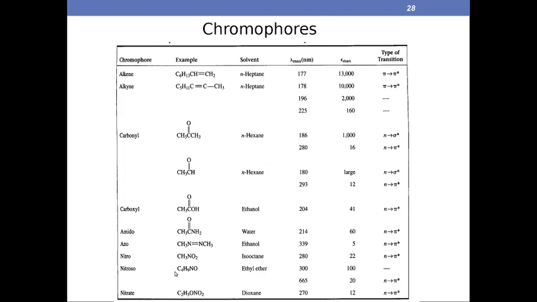These are again some typical examples of chromophores. The first one is n-heptene, an example of an alkene. Here the pi to pi star transition happens at 177 nanometer. Then a typical alkyne, where the pi to pi star transition occurs at almost the same energy. In carbonyl, like we have seen in the last table, we could have n to sigma star and n to pi star transitions, as well as a pi to pi star transition.